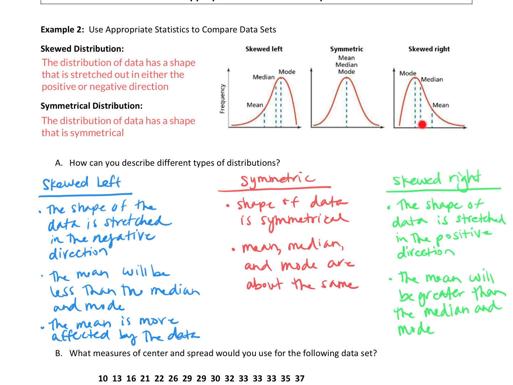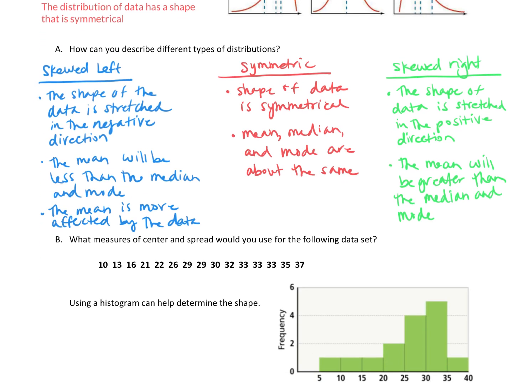Here's your mode and your median. By the way, mode, if we haven't used that word yet in this unit, is the data value that occurs most often. So you can see if your distribution is skewed right, your mean is going to get pulled toward those higher numbers. So your mean will be greater than the median and mode. And let's just add on here, we said it on the other one, but the mean is more affected by the data.